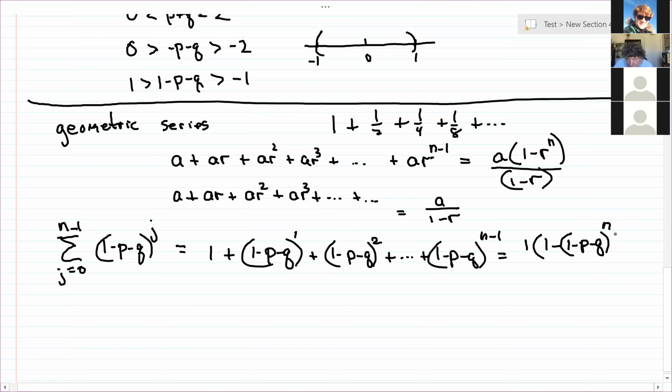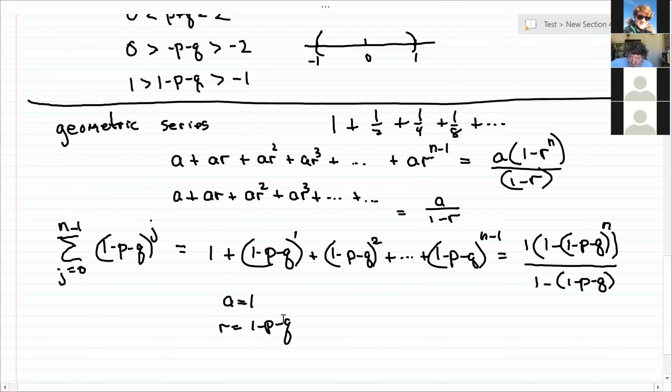And that gets raised to the nth power. And on the bottom, you have 1 minus r. But that's 1 minus (1 minus p minus q). So I'm applying the formula for the sum of a finite geometric series. This formula here, where I chose a to be 1, then I chose r to be what? 1 minus p minus q.